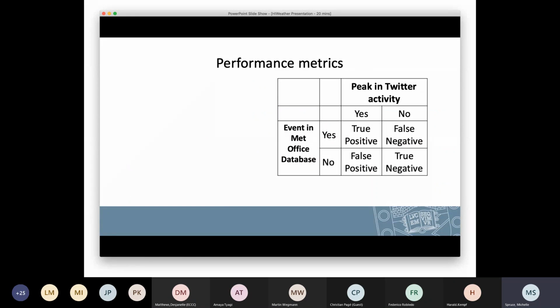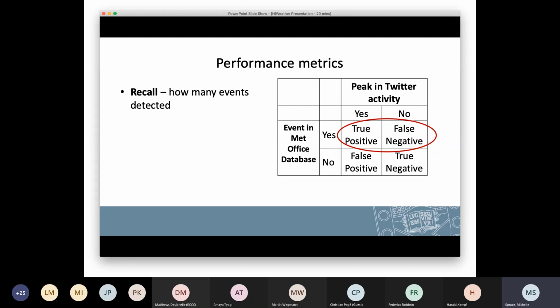So we've eyeballed the data, but the next thing we need to do is apply some sort of metrics to the data so that we can more accurately measure how well it's performing. So we count the number of matches between the two databases, so that's the true positives, and also the mismatches, the false positives and the false negatives. And we calculate 3 metrics.